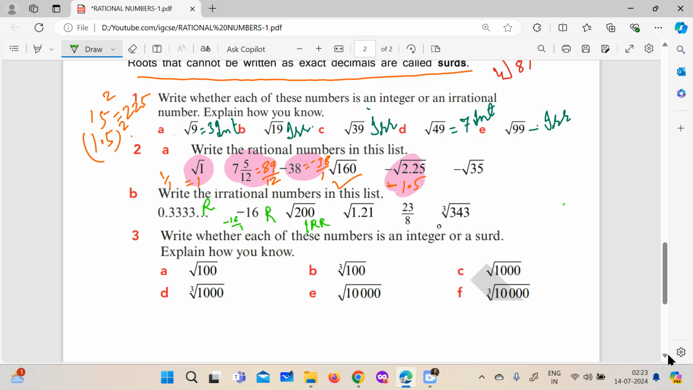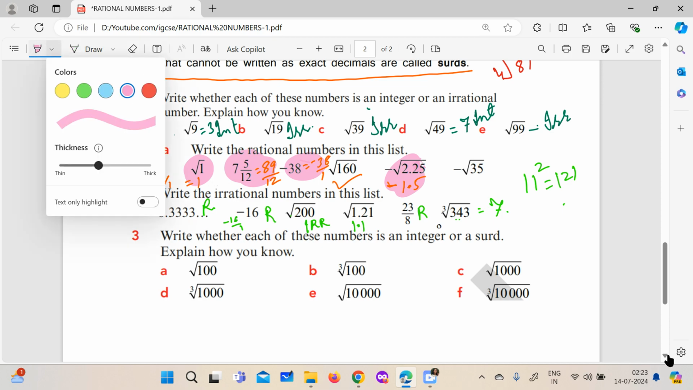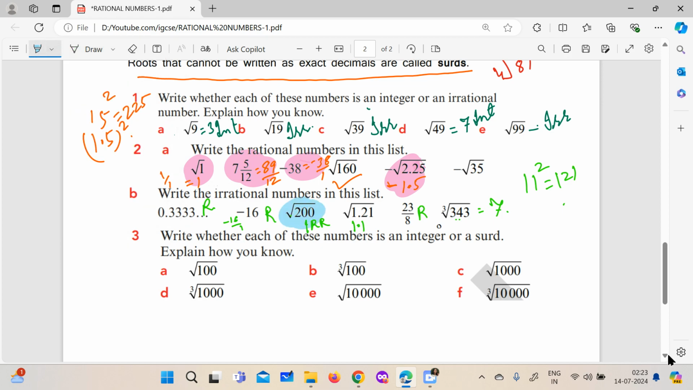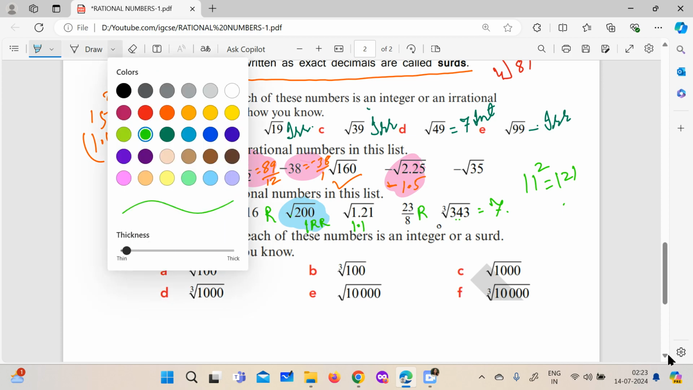Now, root of 1.21, and you know that 11 squared is 121. So the root of 1.21 will be 1.1, and this is rational. And this is cube root of 343, which is nothing but 7. So we have just one irrational number here, and that is root of 200. I hope this is understood by everyone.